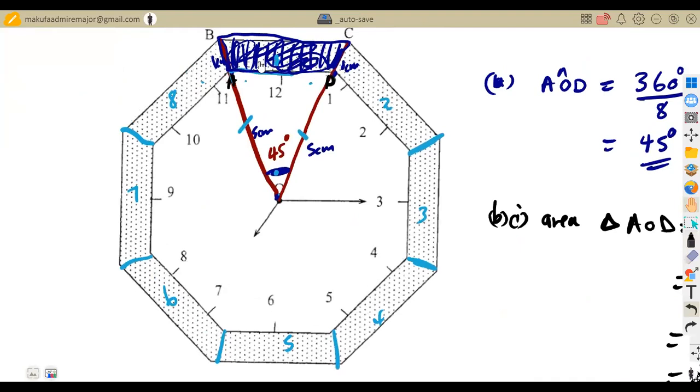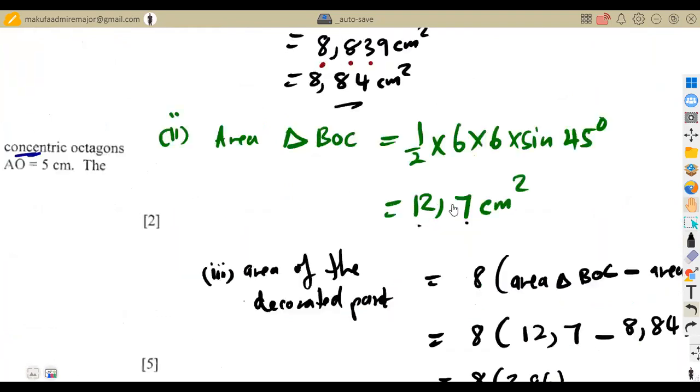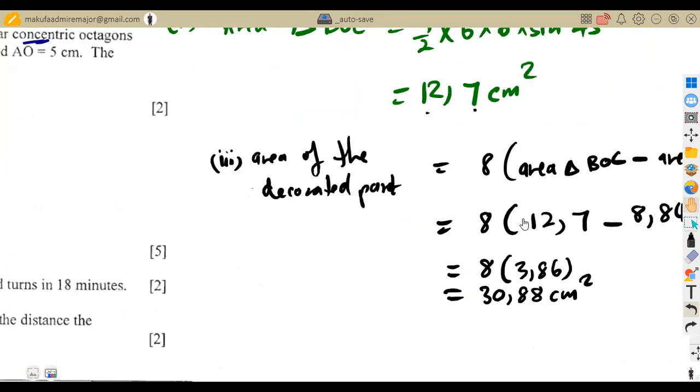So we simply calculate the area of the first decorated part: the area of the bigger triangle BOC minus the area of triangle AOD. You remain with this part that is shaded. So it's the area of the shaded part, the area of the bigger shape minus the area of the smaller shape inside of it. From there, you multiply by 8, because there are 8 of these sections of the same area. So that was the idea of our question.